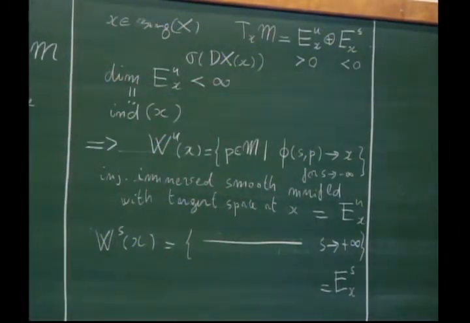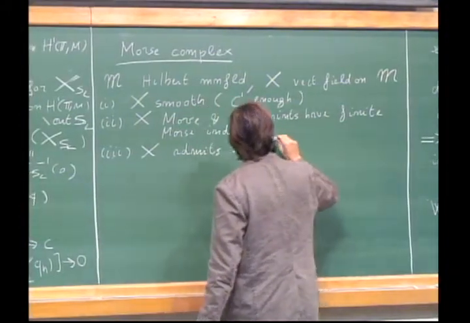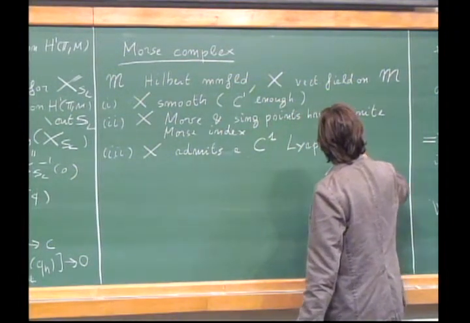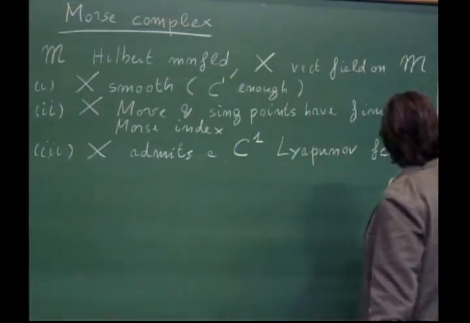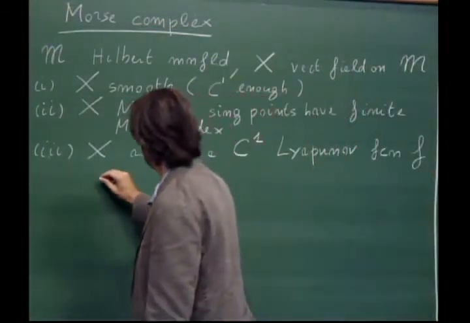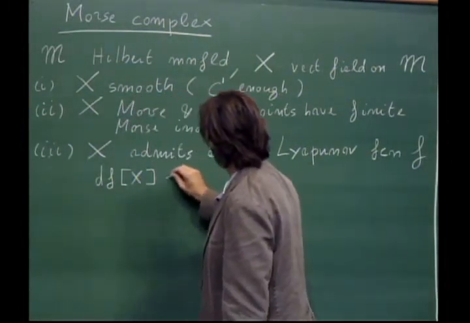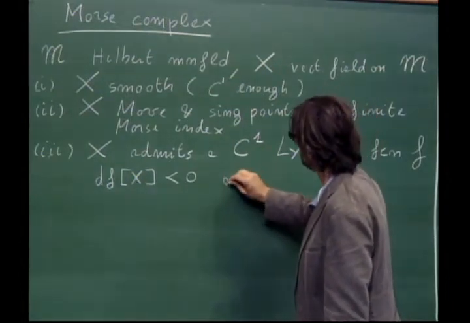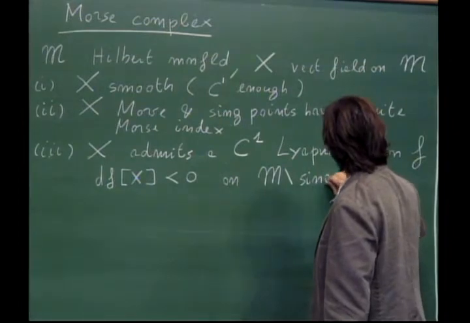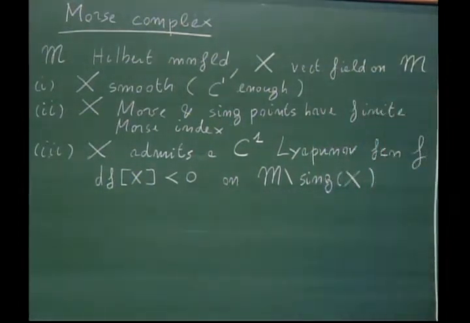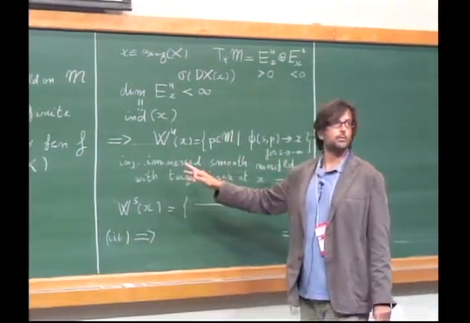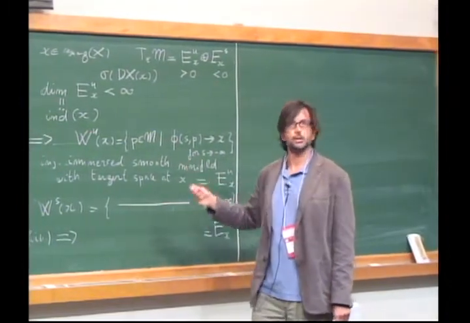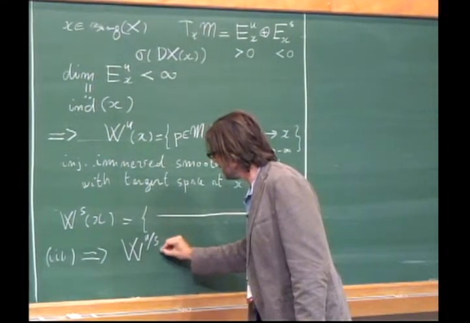Then condition 3 is that X admits a C1 Lyapunov function. Let's call it f, which, as I said, just means that df applied to X is strictly less than 0 on M minus the set of singular points of X. And now the existence of this Lyapunov function, so condition 3, implies that these stable and unstable manifolds are not only injectively immersed, but they are actually embedded. So the unstable and the stable manifolds are embedded.